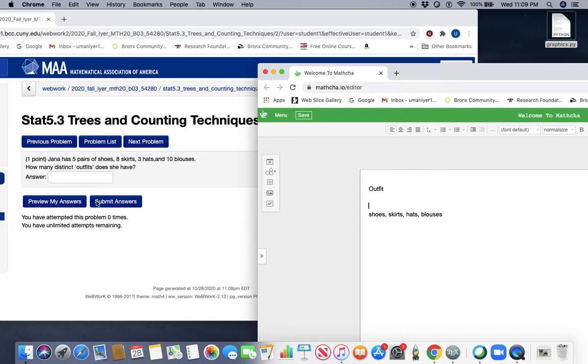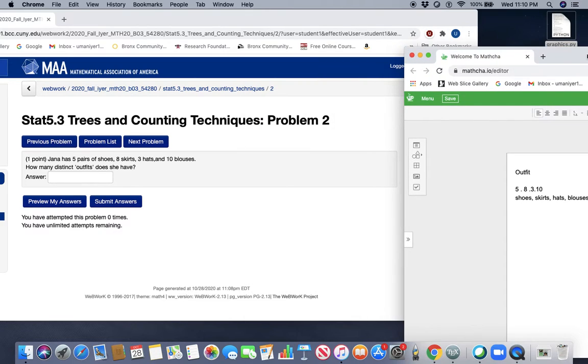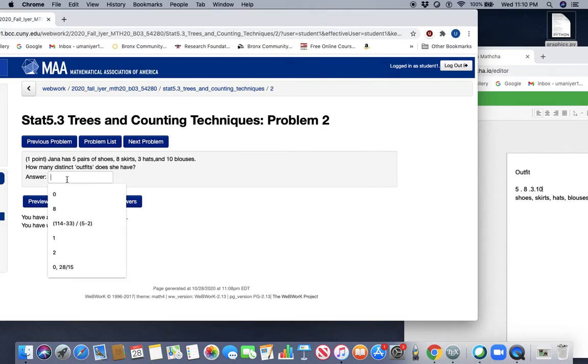All right. How many pairs of shoes does she have? 5. Times skirts 8 times hats 3 times 10 for the blouses. So you need to multiply all these numbers. All right. So that gives us 5 times 8 times 3 times 10.